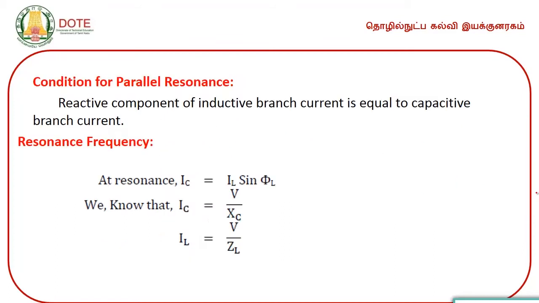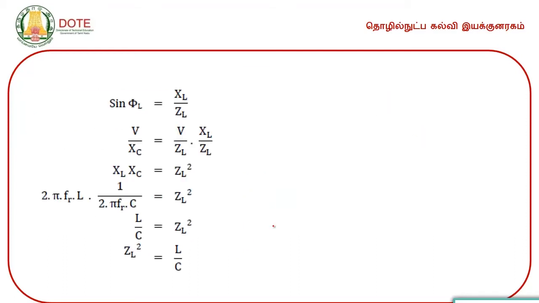Condition for parallel resonance. The reactive component of inductive branch current is equal to the capacitive branch current, which means that IC should be equal to IL. So, at the resonance frequency, IC is equal to IL sin phi L. We know that IC is equal to V by XC, where V is the applied voltage, XC is the capacitive reactance. What is IL? V by ZL. Sin phi L is equal to XL by ZL from the phasor diagram. V by XC is equal to V by ZL into XL by ZL.